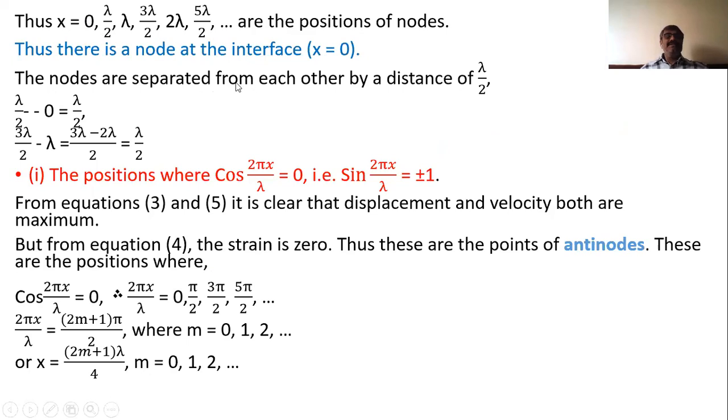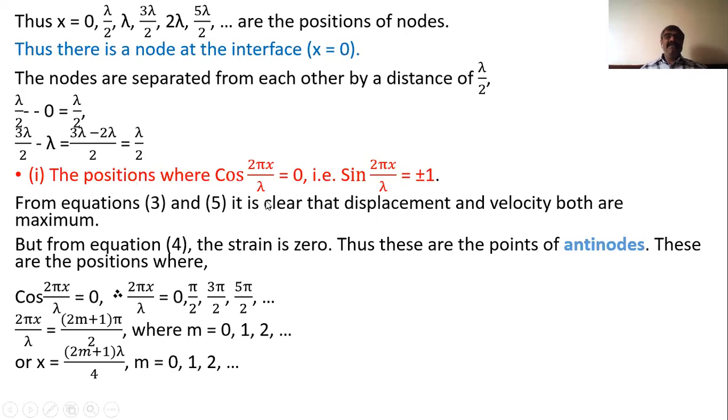Now, what is the distance between any two consecutive nodes? It is lambda by 2 minus 0, equal to lambda by 2, and 3 lambda by 2 minus lambda by 2. So the distance between any two consecutive nodes is equal to lambda by 2. So nodes are separated by distance lambda by 2.